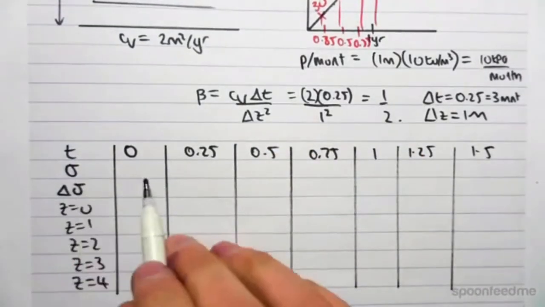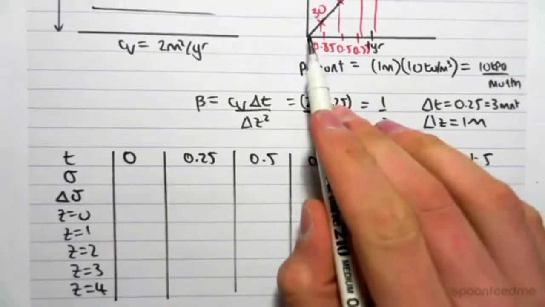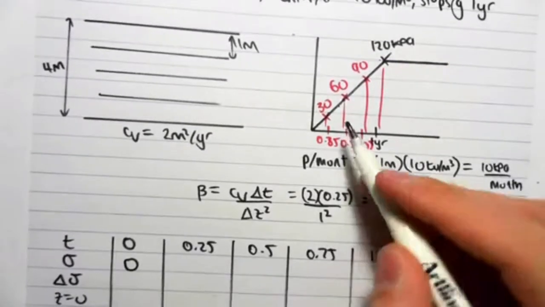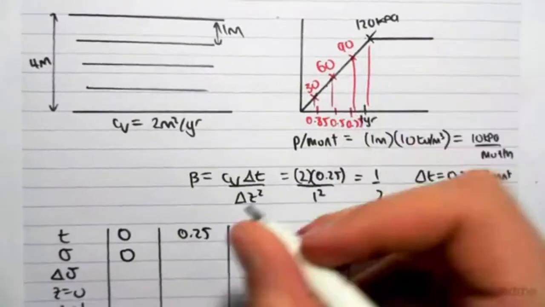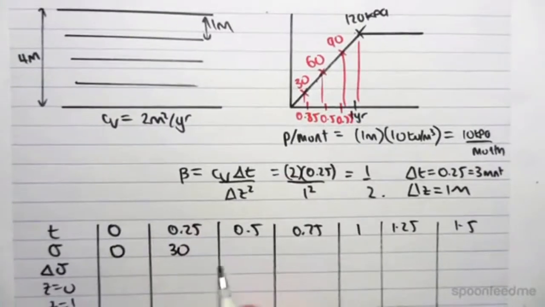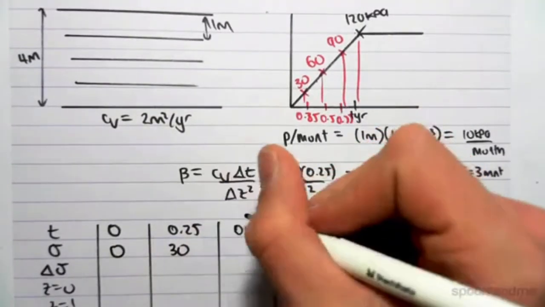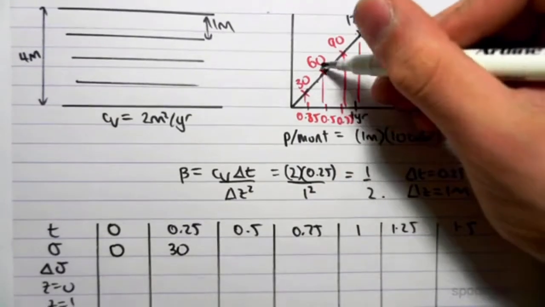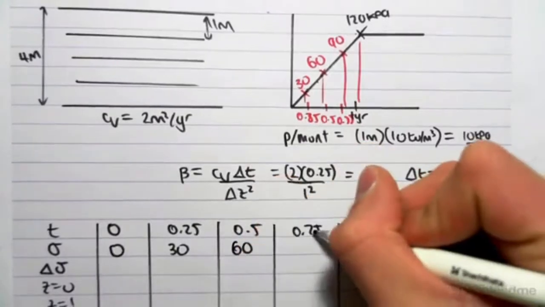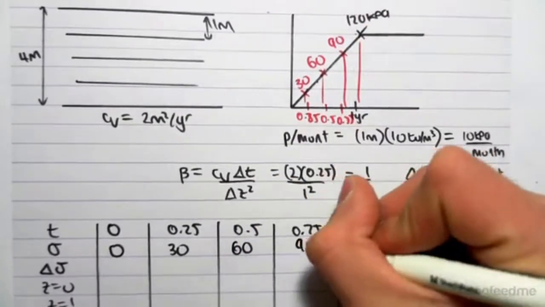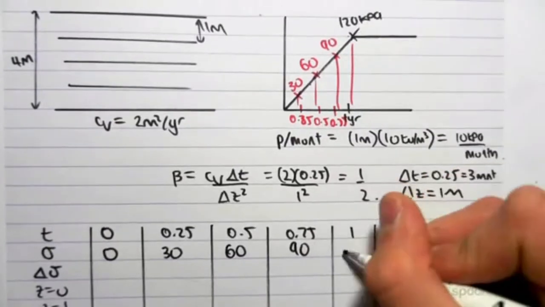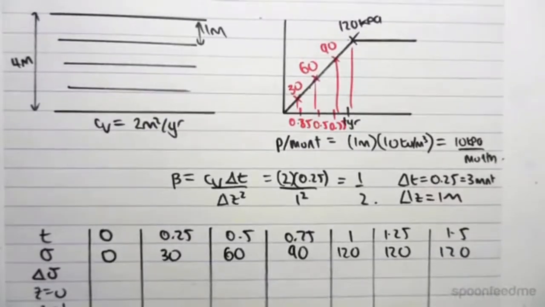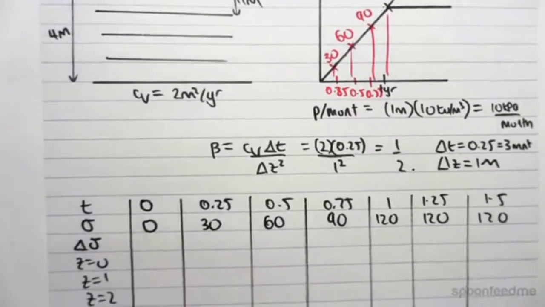Now, the change in stress is actually different at different points. At time 0, the change in stress is 0. At time 0.25, at 3 months, the stress is 30 kPa. At time 0.5, at 6 months, the stress is 60 kPa. At 0.75, at 9 months, the stress is 90 kPa. And at 1 year, we get a peak stress of 120 kPa, which is sustained through the rest of its life. So we could then work out our change in stress.